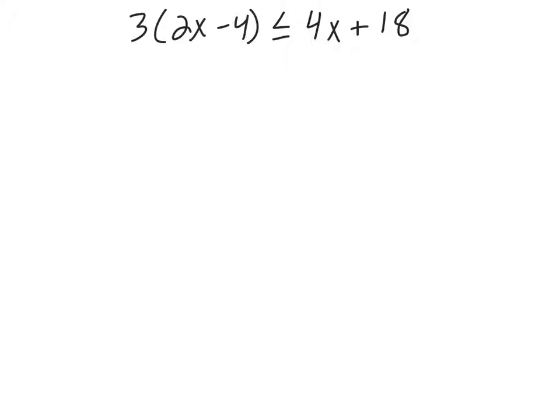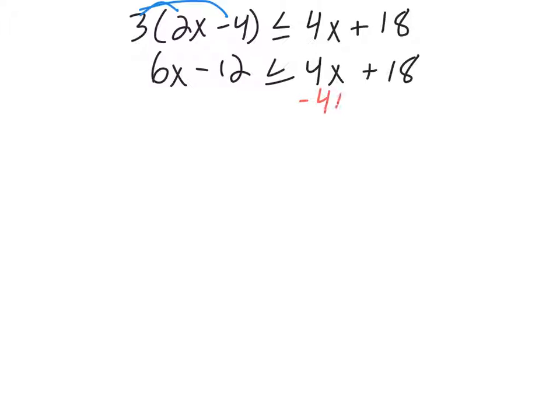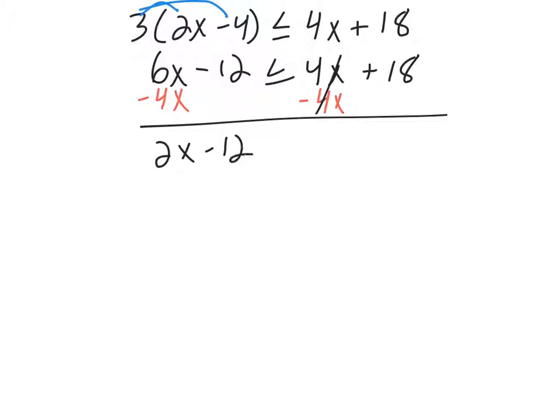Alright, so this problem is kind of a combination of the last two. First thing I'm going to do is distribute. So 3 times 2x is 6x. 3 times negative 4 is negative 12. Okay, and now I'm going to move. Again, I'm going to move this 4x to the left side because I like having my variables on the left side. So I'm going to subtract 4x from both sides. Those cancel. I'm left with 2x minus 12 is less than or equal to 18.